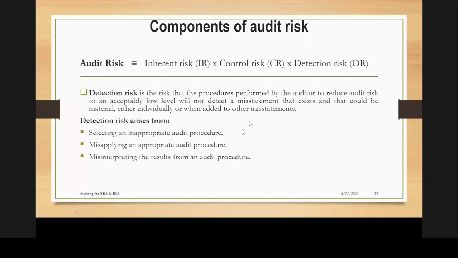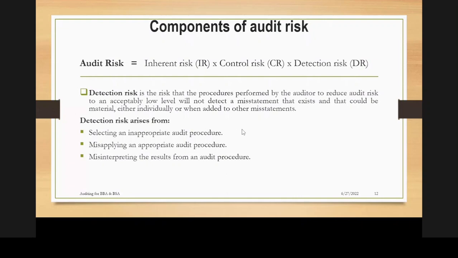So we've looked at inherent risk, then control risk, then detection risk. Detection risk is the risk that the auditor, despite performing those substantive procedures, is not in a position to detect material misstatements.